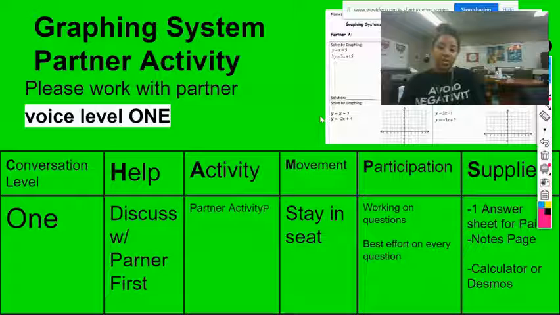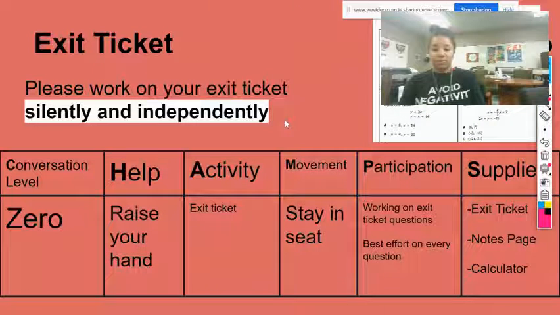So now you're going to do graphing systems with a partner. You should have a voice level 1. If you need help, discuss with your partner. You're going to stay in your seat, work on questions, and best effort for every question. Then make sure you complete the exit ticket.